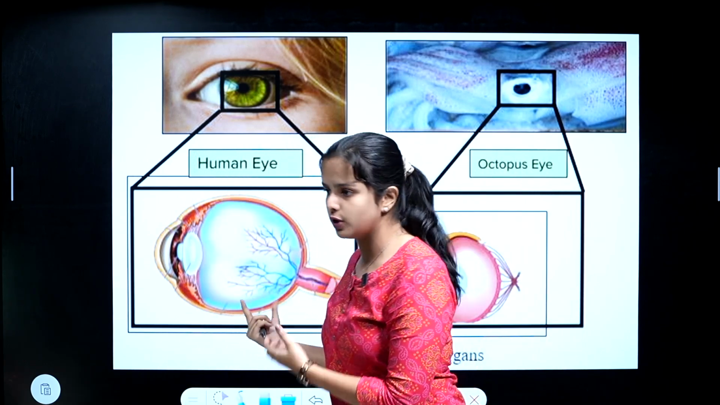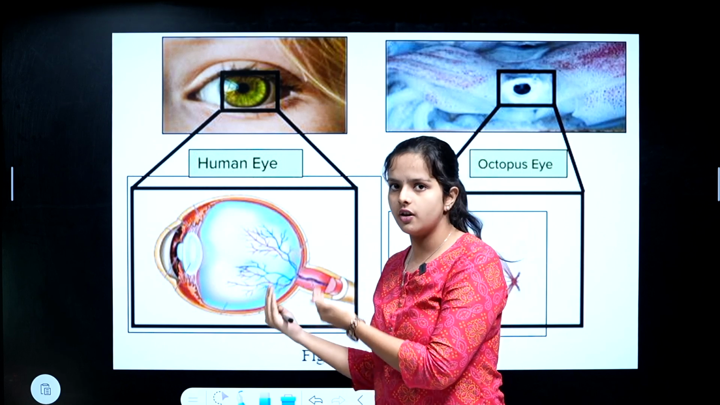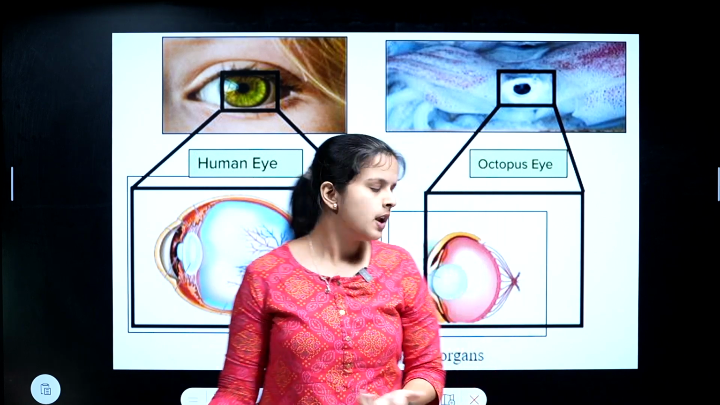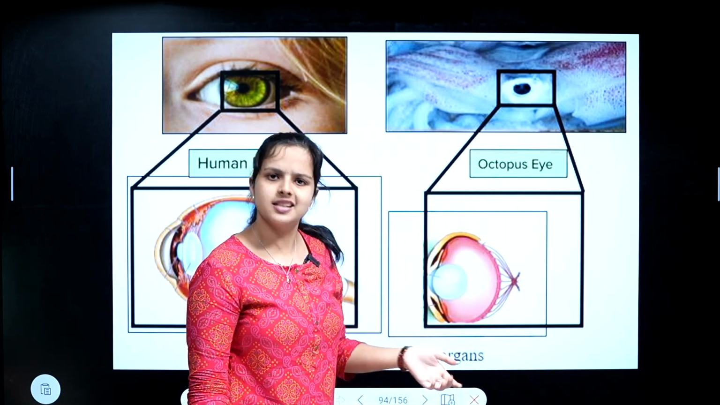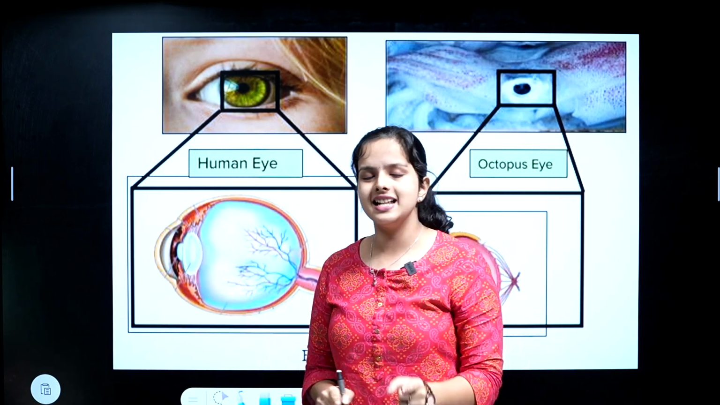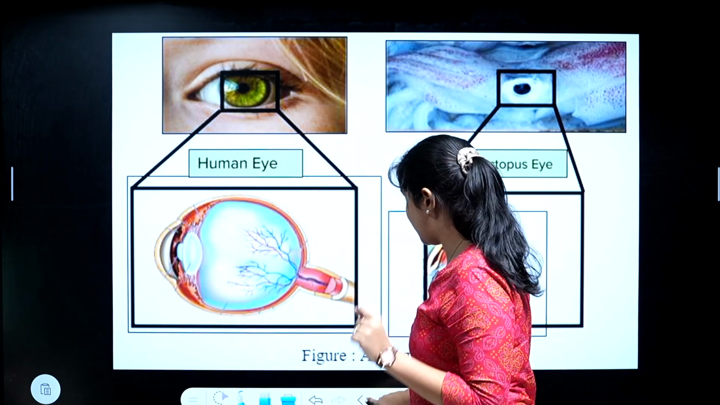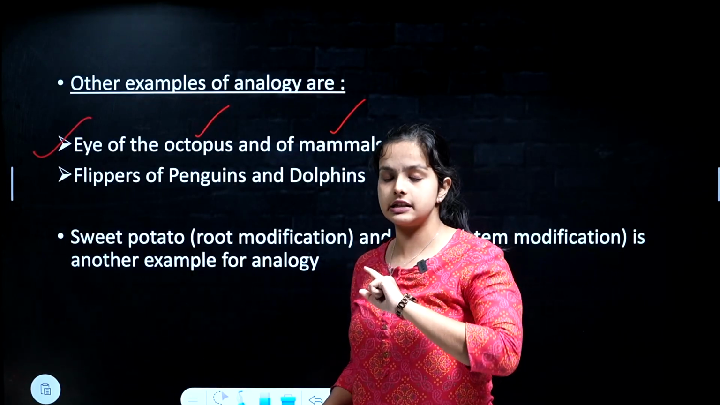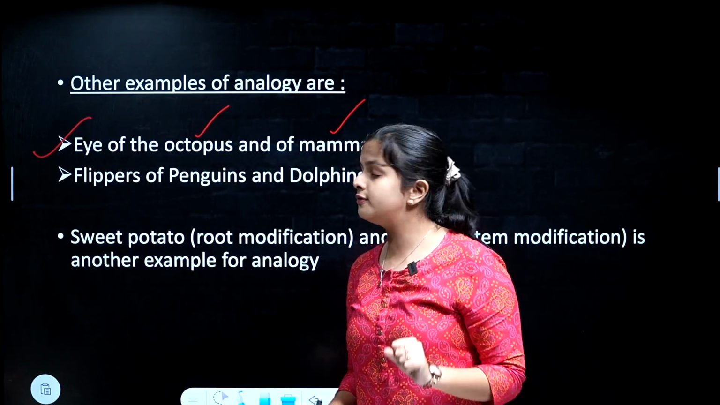This is the structure of a human eye, which you may have already seen, which you already know, and this is the structure of an octopus eye. The anatomy is completely different, but the function is the same, and hence they are analogous organs, and it is formed as a result of convergent evolution.